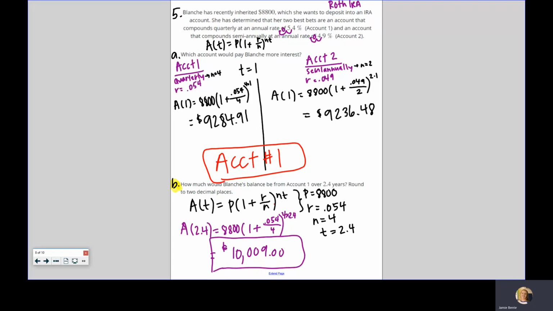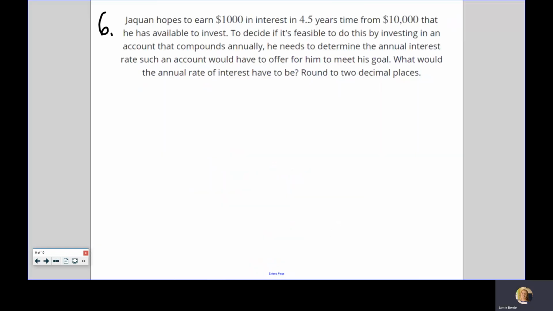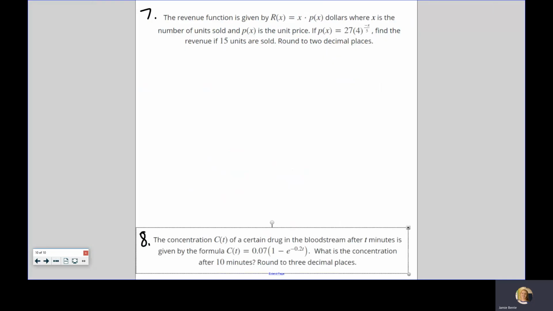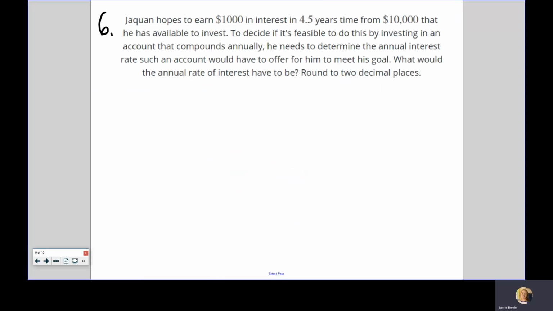All right, we have a couple more applications. We're going to do one more compound interest, and then these last two are just sort of random applications.